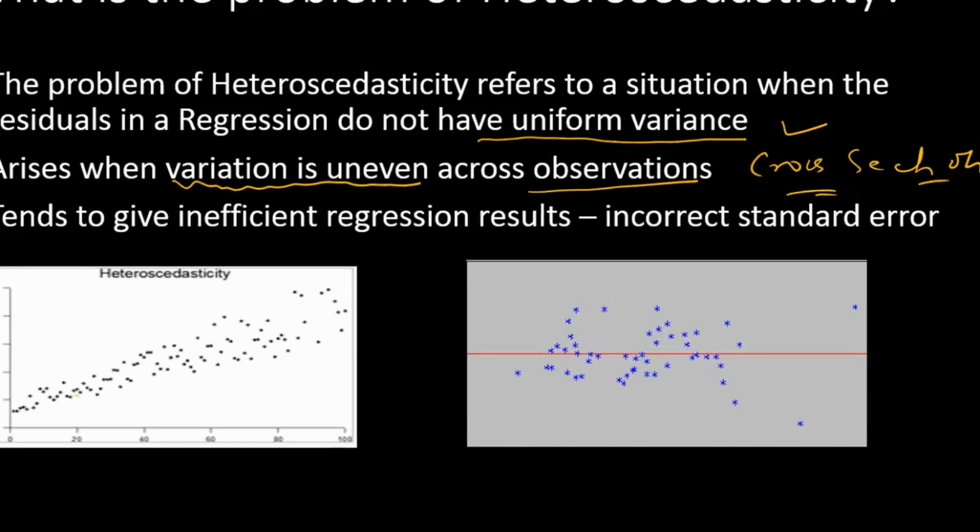So here is an example. You can see that the variation is a lot less in the initial period, and later on you can see that the variation is a lot more. So that's a typical case of heteroscedasticity.